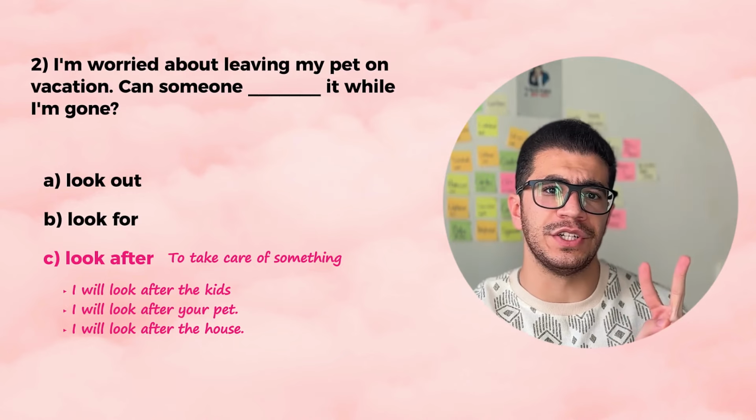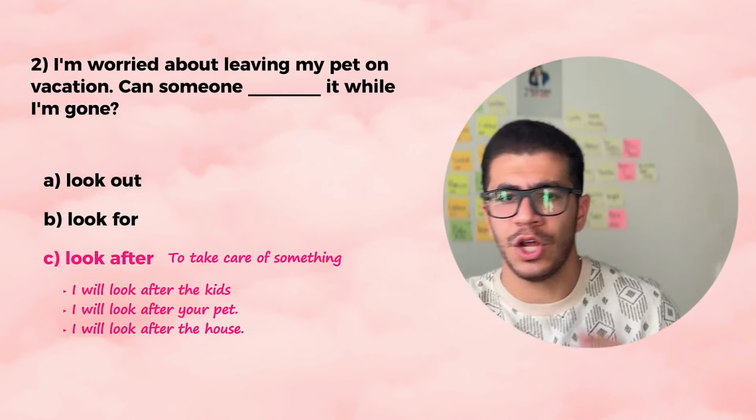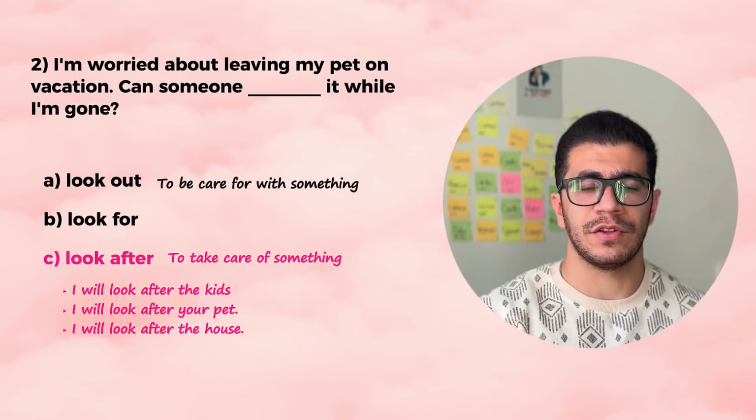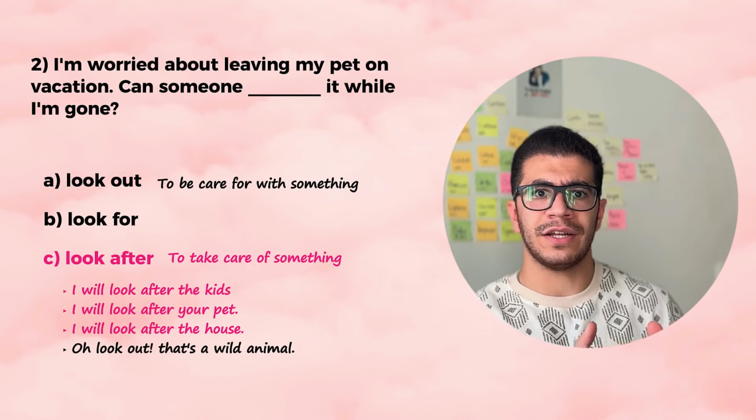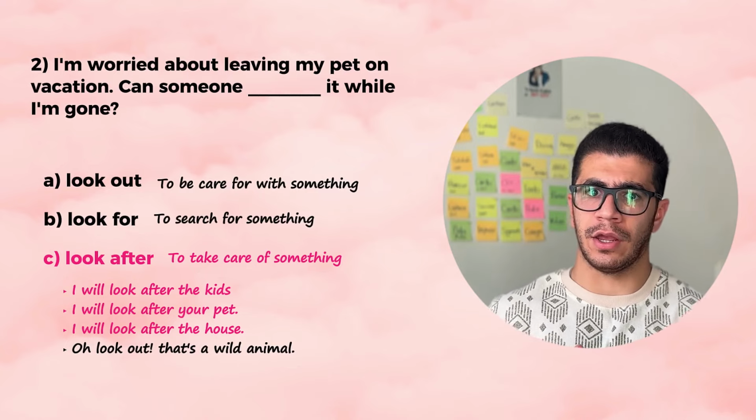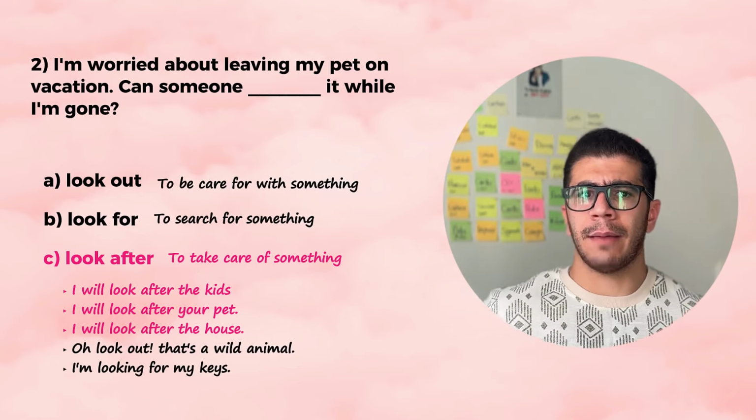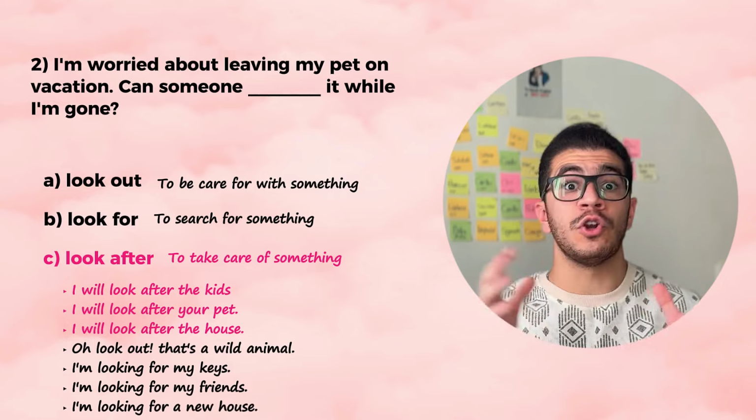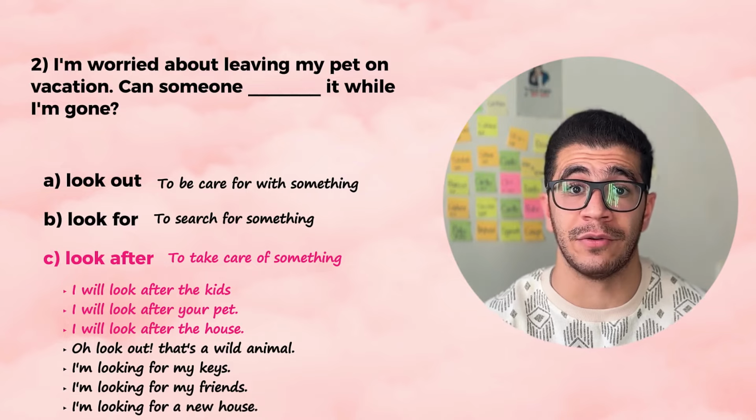But the other two choices, why were they wrong? Because look out means to be careful with something. For example, oh, look out, that's a wild animal. And look for means to simply search for something. I'm looking for my keys. I'm looking for my friends. I'm looking for a new house. I'm searching for a new house.